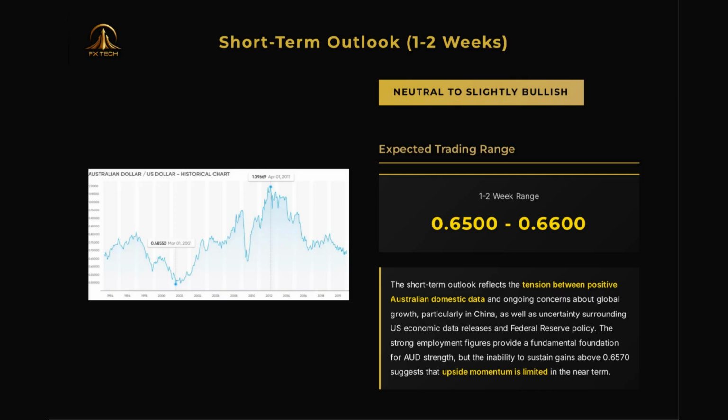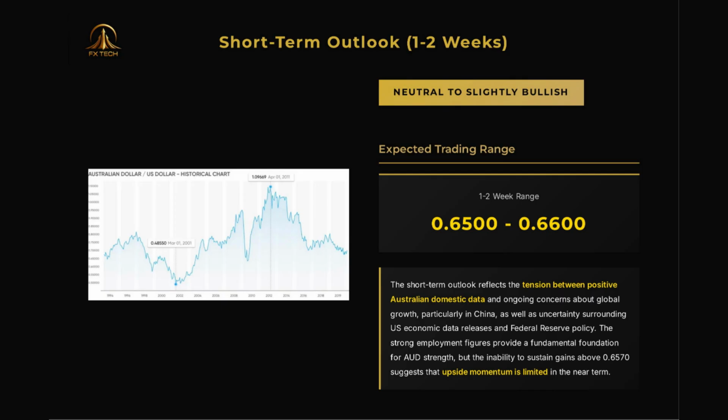The expected trading range is 0.6500 to 0.6600, with the pair likely to remain range-bound as markets await the flood of delayed U.S. economic data. The short-term outlook reflects the tension between positive Australian domestic data and ongoing concerns about global growth, particularly in China, as well as uncertainty surrounding U.S. economic data releases and Federal Reserve policy.